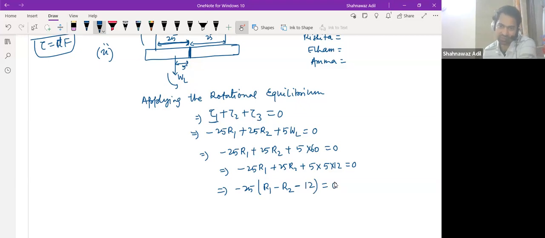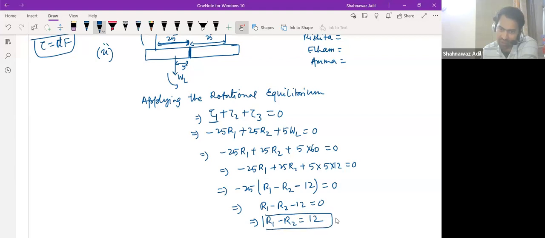Here, everyone. Yes, sir. The minus and 25 go to the right hand side, and so this becomes R1 minus R2 equals 12. So now we have got the two equations, right? One equation we got from the translational equilibrium, and this one from the rotational equilibrium.